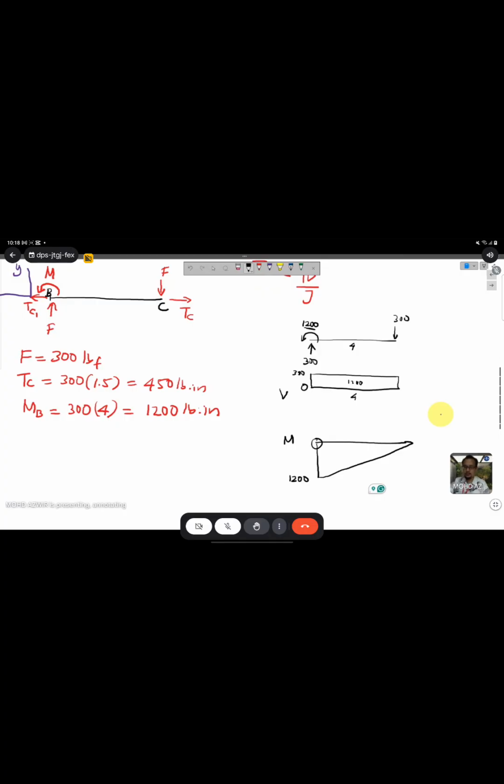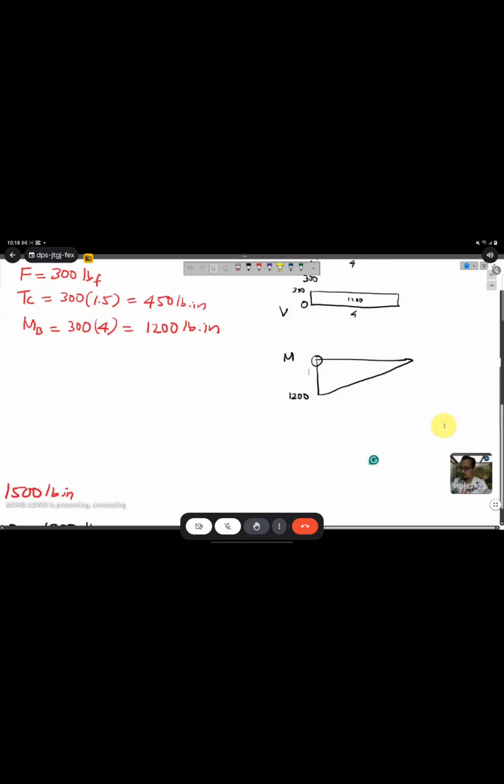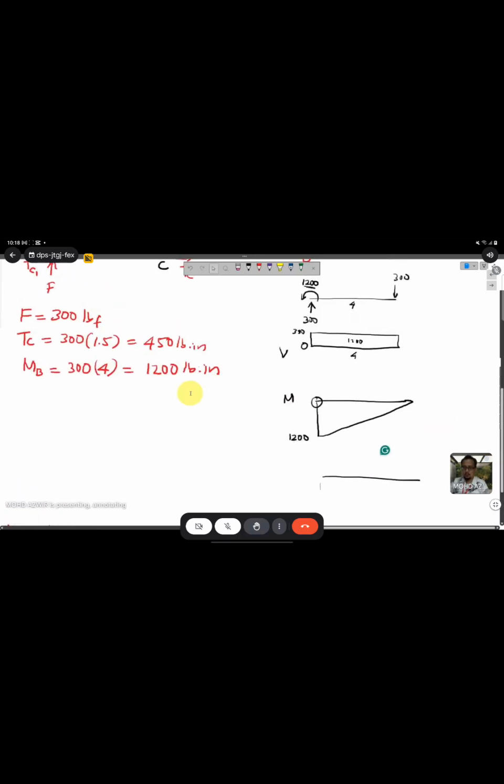And for torsion, actually the torsion is the same. Let's say this is your arm. The torsion value is 450. So it will be the same, maintained all over the arm, 450.